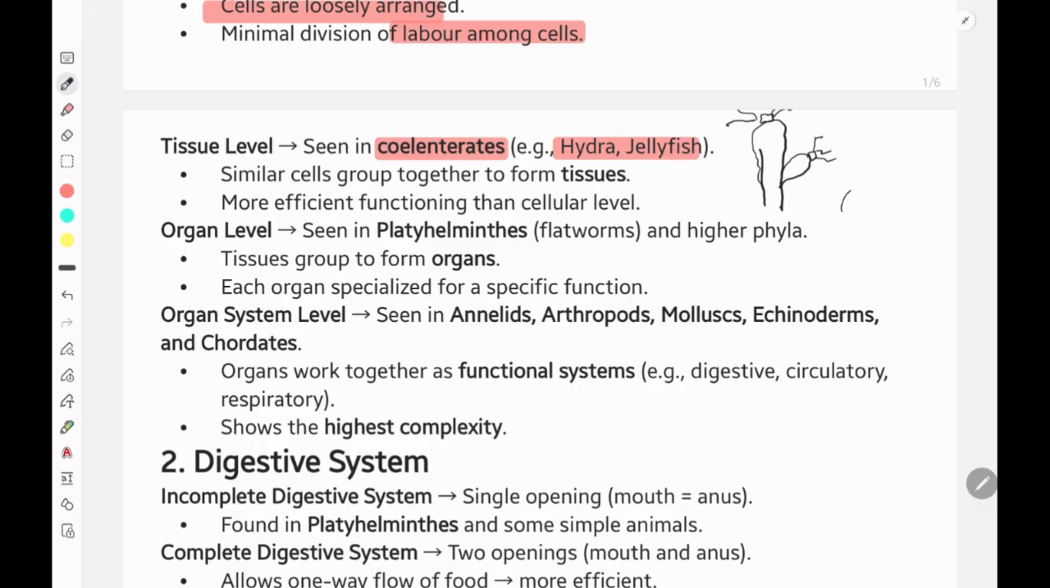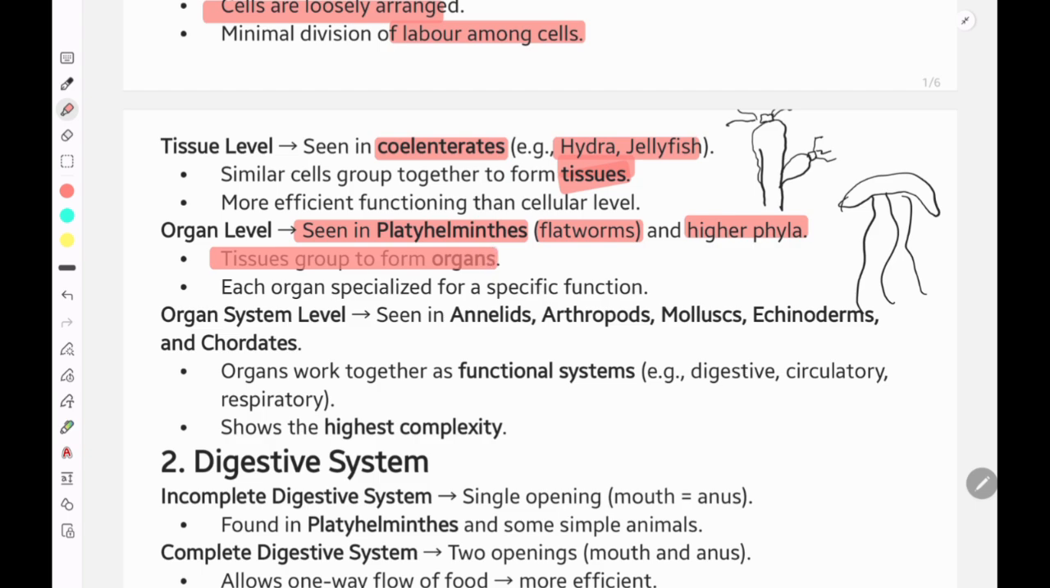And jellyfish, as you remember, are like this. They have a tissue level of organization. Similar tissues work together to perform a specific function. Organ level: platyhelminthes, which generally include flatworms, and it is a higher phylum as compared to the previous two. Tissue groups form organs, and each has its specific functions.